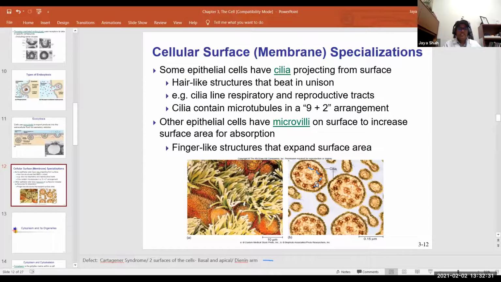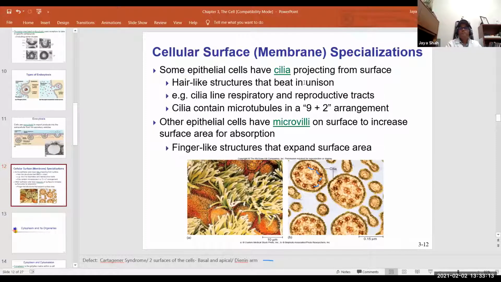There is a genetic disease where there is a mutation of this dynein arm. And in that case, what happens? You have abnormal or no dynein arm. If you have no dynein arm and the tubules are flat, going all over, then what happens to the cilia? Cilia will be paralyzed. Cilia will not beat in unison. It will not clean your throat, your trachea. It will not move your egg.